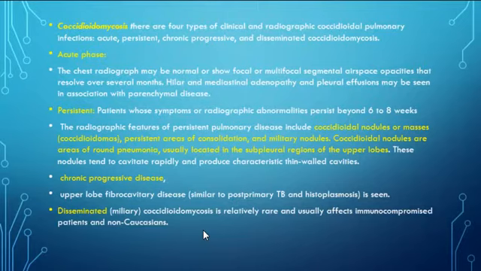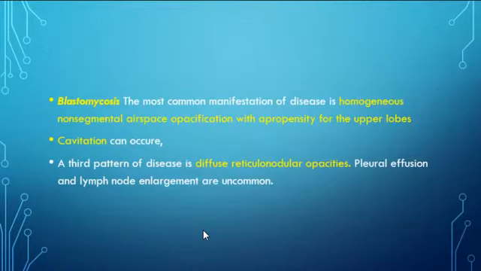Coccidioidal nodules are areas of round pneumonia, usually located in the subpleural region of the upper lobes. These nodules tend to cavitate rapidly and produce characteristic thin-walled cavities. Chronic progressive disease is the third type: upper lobe fibrocavitary disease similar to post-primary TB and histoplasmosis is seen. And the fourth type is disseminated, which is relatively rare and usually affects immune-compromised patients and non-Caucasians.